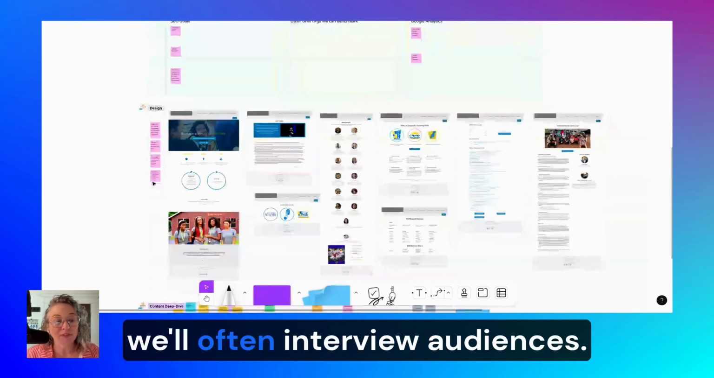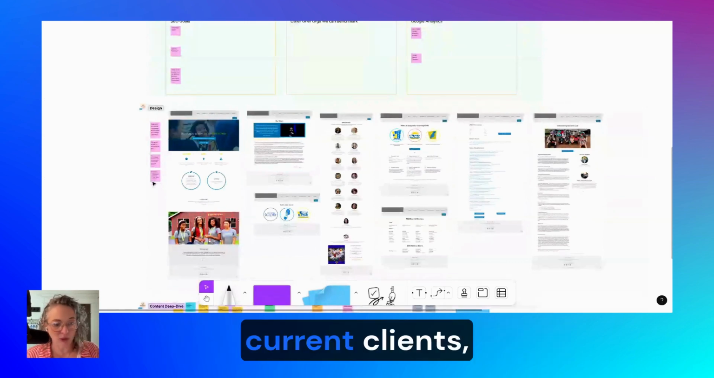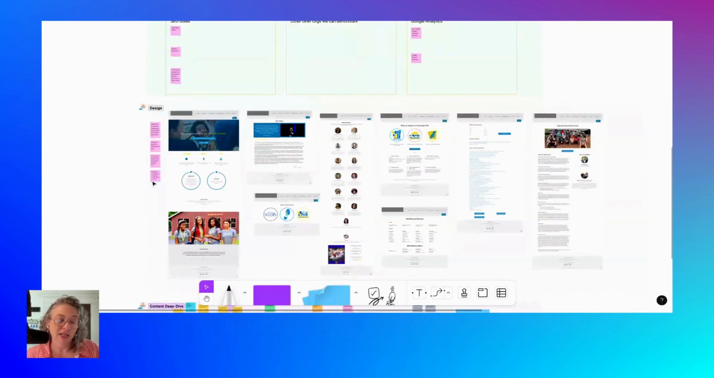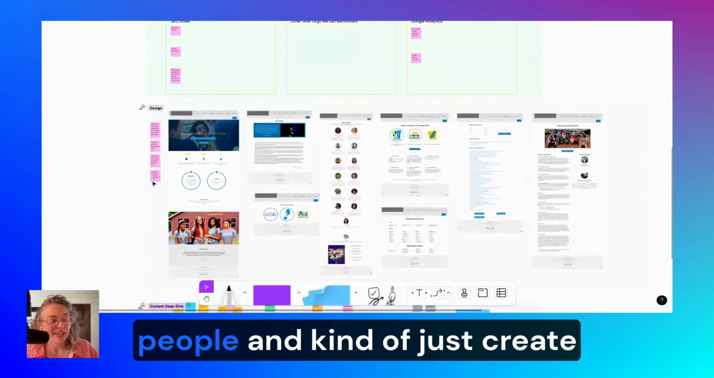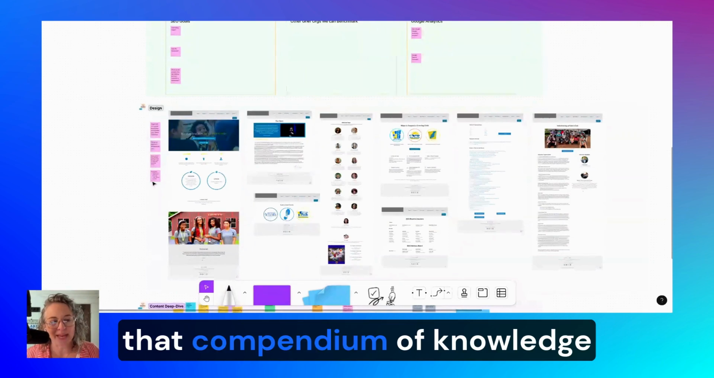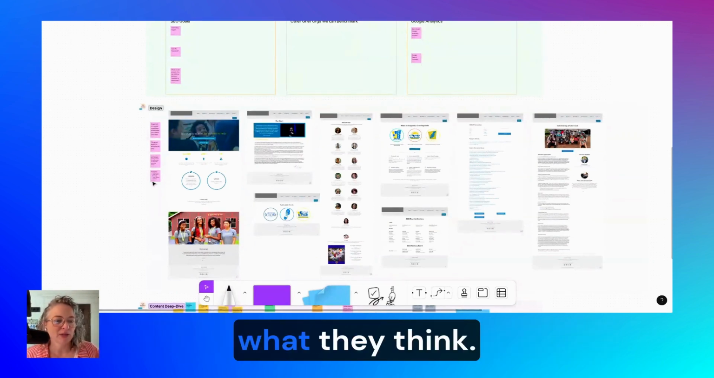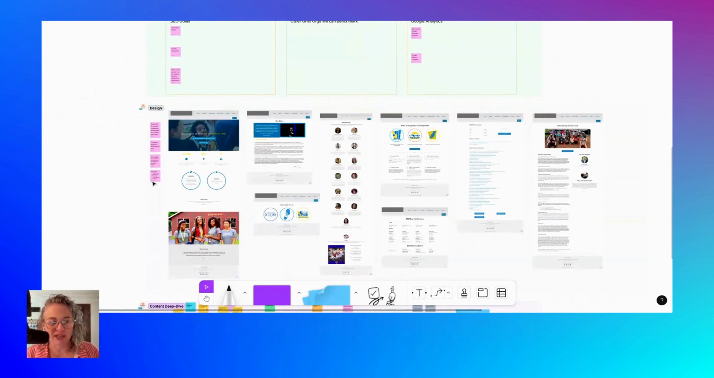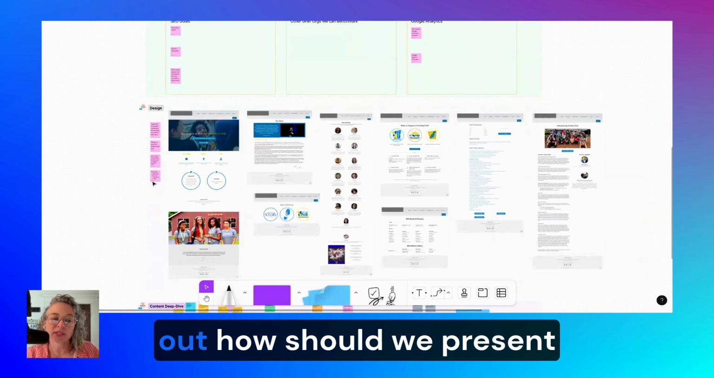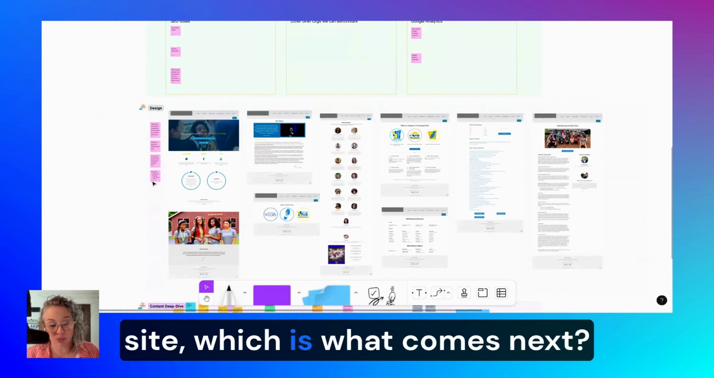After we do this, we'll often interview audiences. Interview people that are current clients, prospective clients, people that love them, people that maybe don't love them so much, if we can get a hold of those people, and create that compendium of knowledge about the audience and what they want, what they expect, what they think. And in this case, the content discovery is all tuned to figuring out how should we present information on the site? How should we structure the site, which is what comes next?